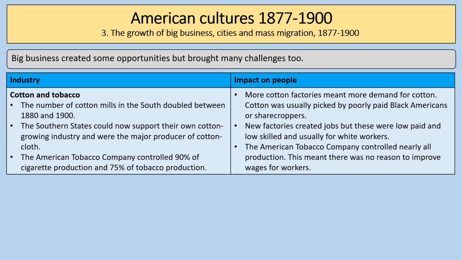Now, this focus on big business created opportunities. So in terms of industry, the number of cotton mills in the South doubled between 1880 and 1900. The southern states could now support their own cotton growing industry with a major producer of cotton cloth. The American Tobacco Company controlled 90% of cigarette production and 75% of tobacco production. But in terms of impact on people, more cotton factories meant more demand for cotton. Cotton was usually picked by poorly paid black Americans or sharecroppers. New factories created jobs, but these were very low paid and low skilled and usually for white workers. The American Tobacco Company controlled nearly all production. This meant there was no reason to improve wages or working conditions for workers.